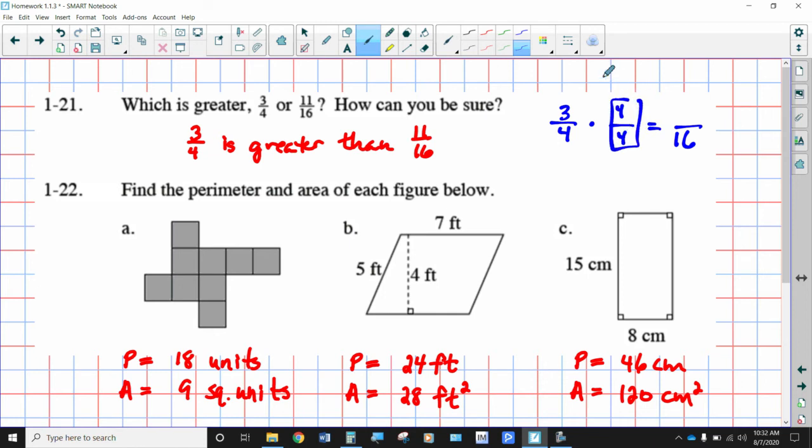And this is what we call a giant 1. So we're multiplying 3/4 times 1. So our resulting fraction of 12/16 is equivalent to the original 3/4. It's just written as a different ratio. So now we're going to compare 12/16 to 11/16, and now that we see that they have the same denominator, all we have to do is compare the numerator, and 12 is greater than 11, so 3/4 is greater than 11/16.